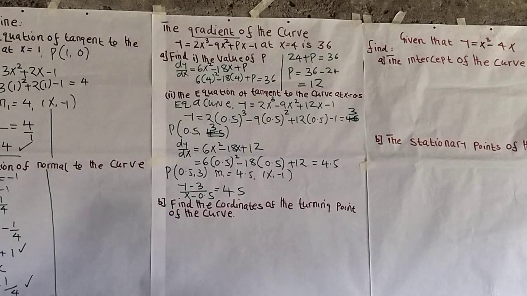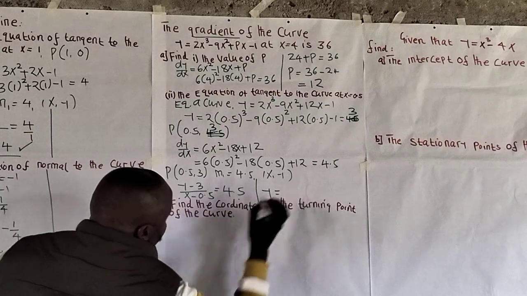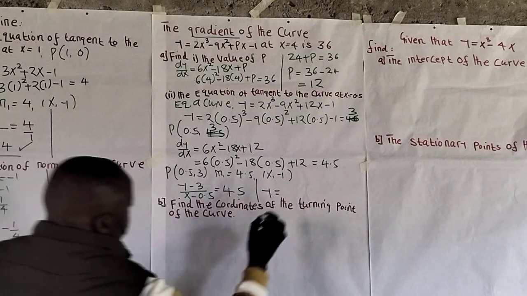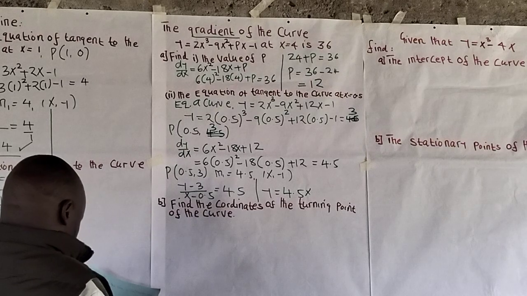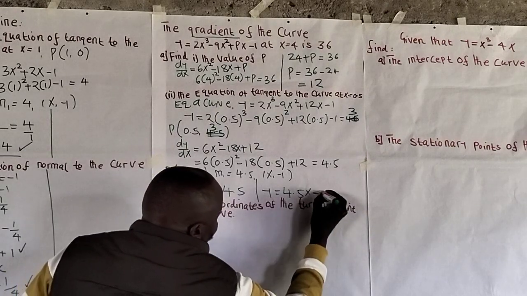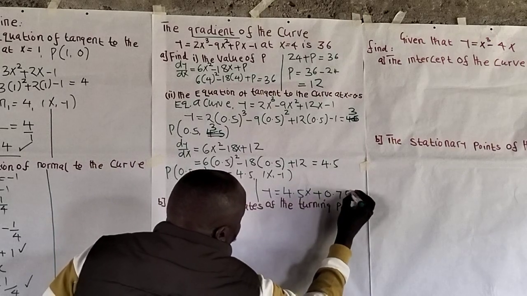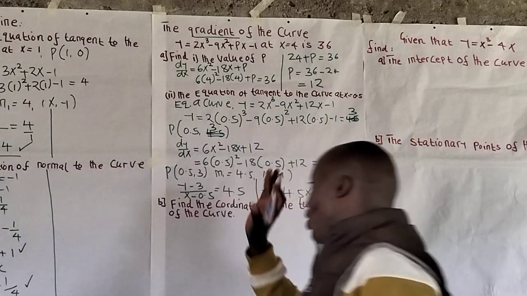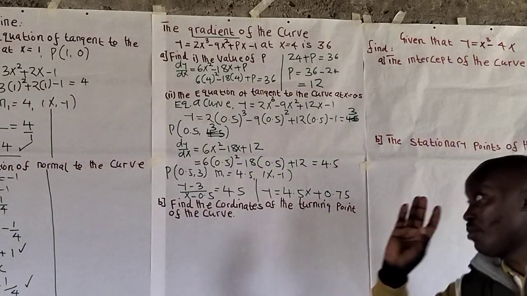You can simplify that equation, and then you get it in linear form that y is equal to 4.5x plus 0.75. That is how you can get the equation of that tangent to the curve.